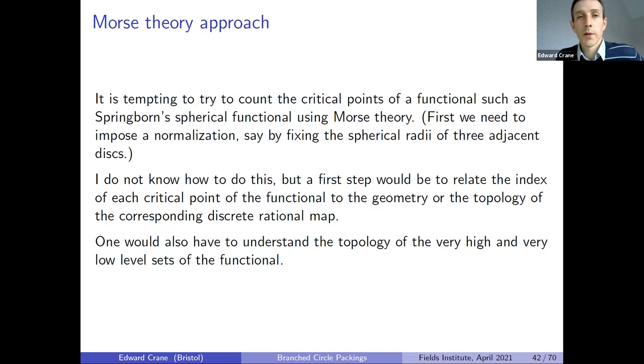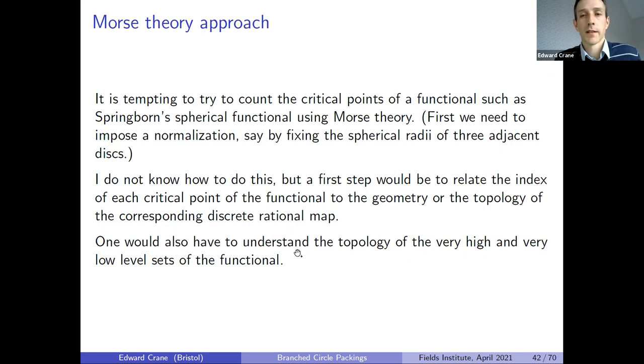And there is a tool for doing that. If we take something like Boris Springborn's spherical functional, we could try to apply Morse theory to it. So first you apply some normalization by fixing some of the radii so that you don't have the Möbius ambiguity. But you would need to understand, which I don't, how the index of the critical points of this functional is related to the geometry or the topology, or maybe just the degree of the corresponding discrete rational map. It's not clear to me that they all have the same index.